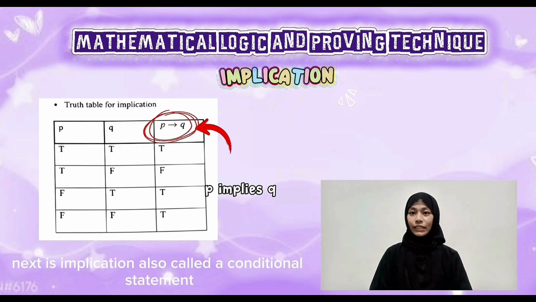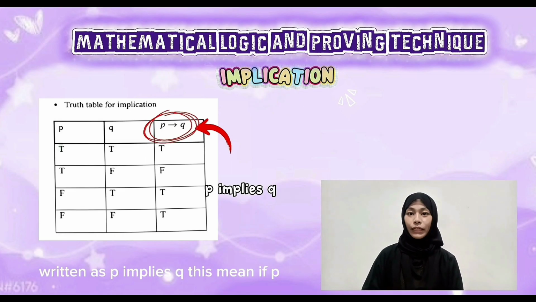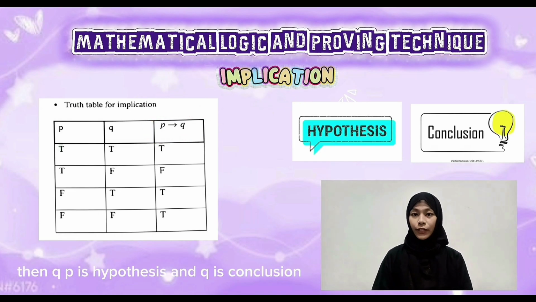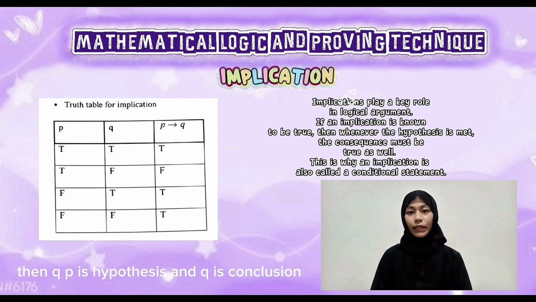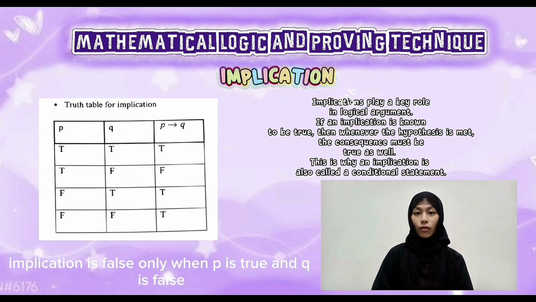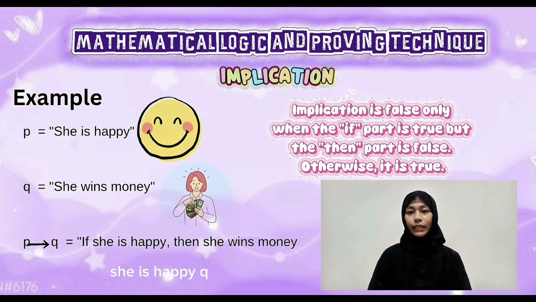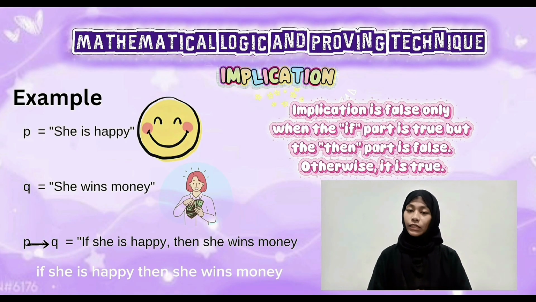Next is implication, also called a conditional statement, written as P implies Q. This means if P, then Q. P is the hypothesis and Q is the conclusion. Implication is false only when P is true and Q is false. All other cases are true. Example: P, she is happy. Q, she wins money. P implies Q: if she is happy, then she wins money.